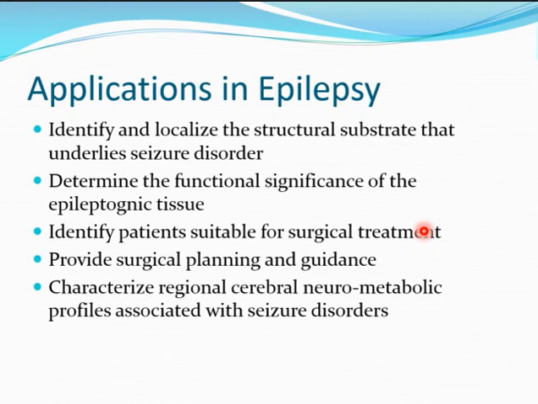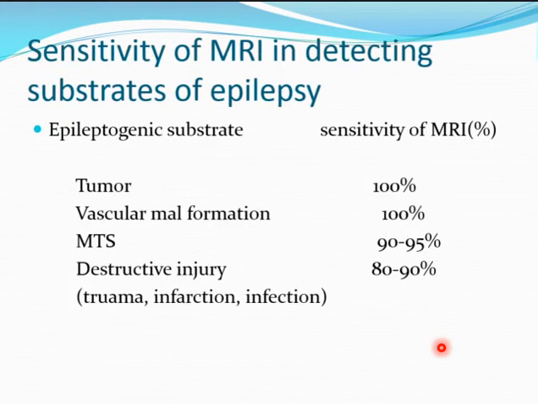Anyway, so it has some applications in epilepsy. It can be used to identify and localize the structural substrate that underlies seizure disorder. It can determine the functional significance of an epileptogenic tissue and identify patients suitable for surgical treatment, and provides surgical planning and guidance and characterizes regional cerebral neurometabolic profiles associated with seizure disorder.